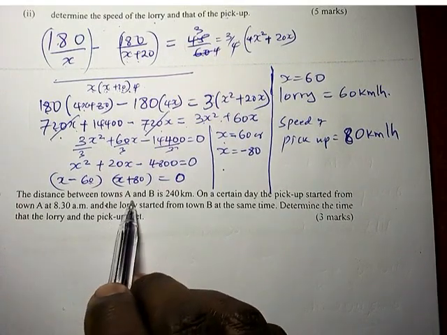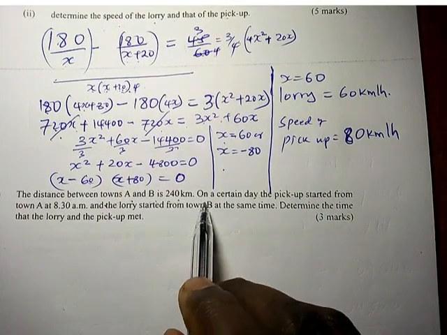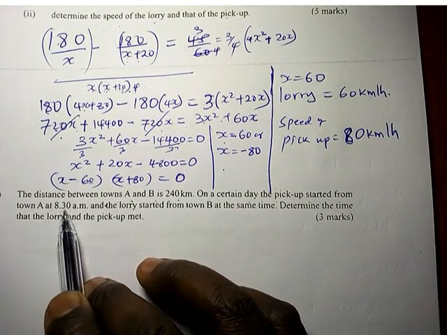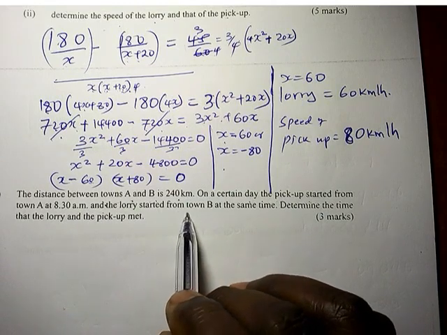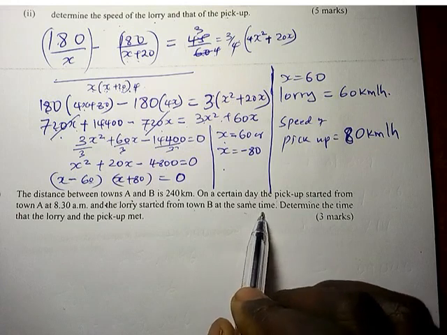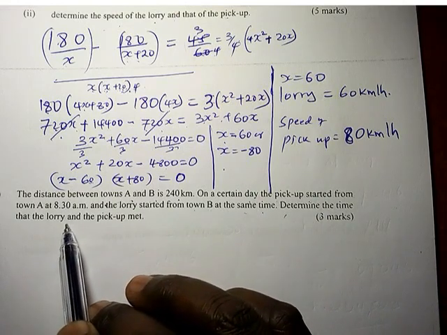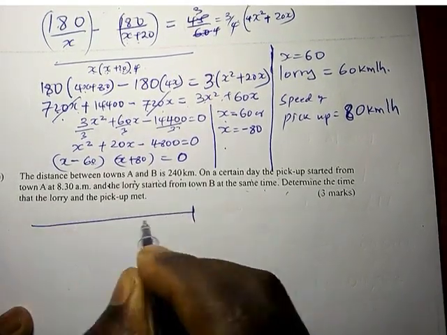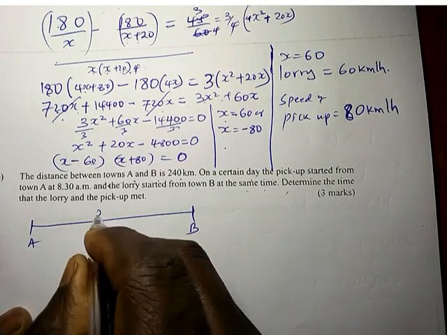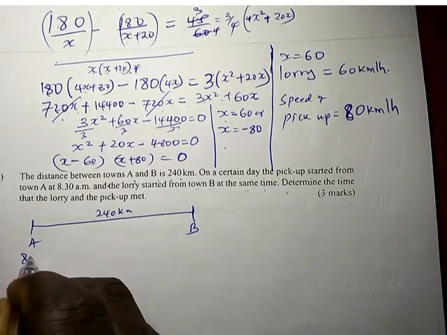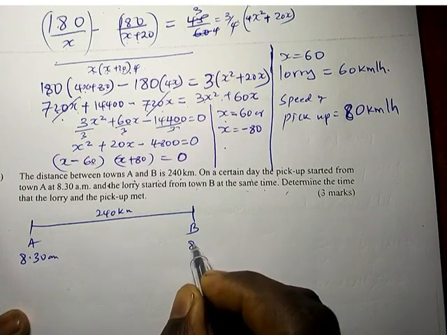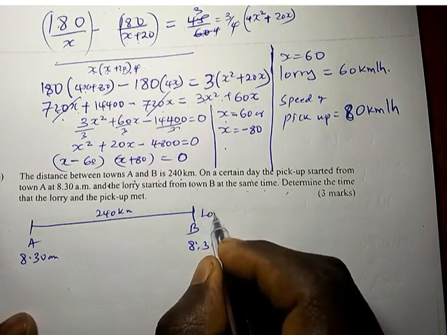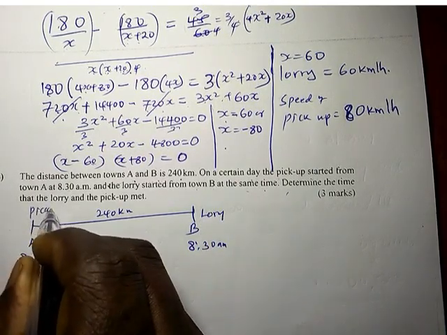The distance between town A and B is 240 kilometers. On a certain day, the pickup started from town A at 8:30 AM, and the lorry started from town B at the same time. Determine the time the lorry and the pickup met. Now we have two towns here, A and B, 240 kilometers. Here it started 8:30 a.m. Also this one started 8:30 a.m. Right? But we know this one is the lorry. This one is the pickup.